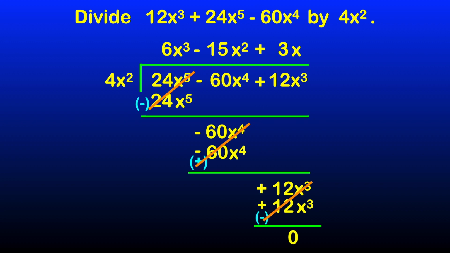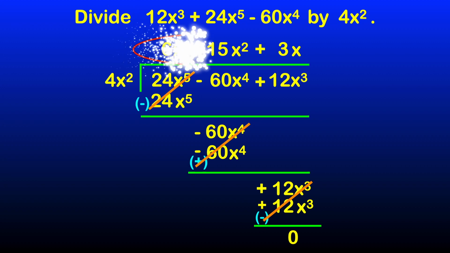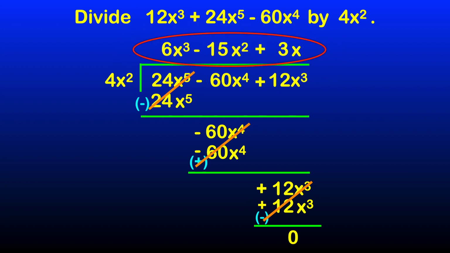So, wala nang i-bring down. 0 ang difference. Ibig sabihin, the division is exact. Walang remainder. So, this is the quotient: 6x cubed minus 15x squared plus 3x. Yan yung example sa division of polynomials by a monomial.